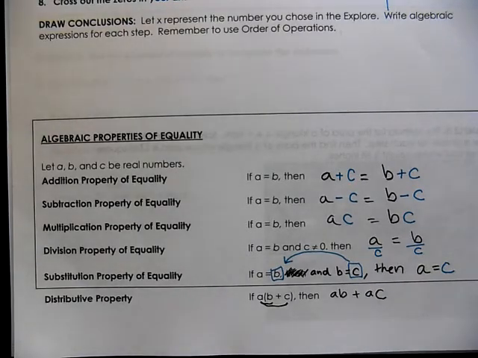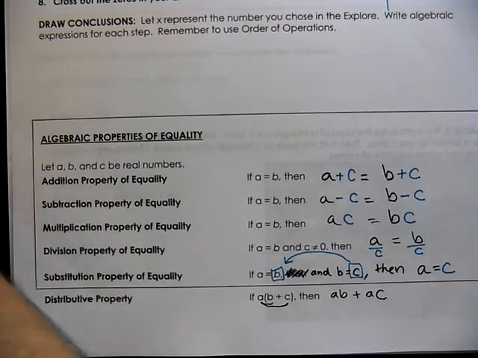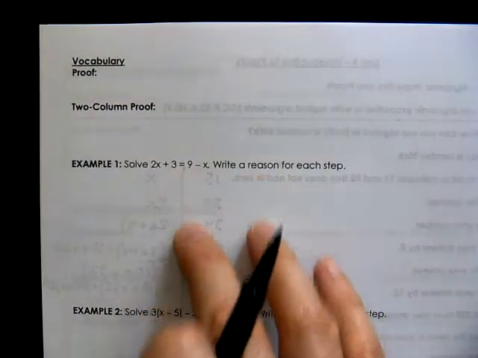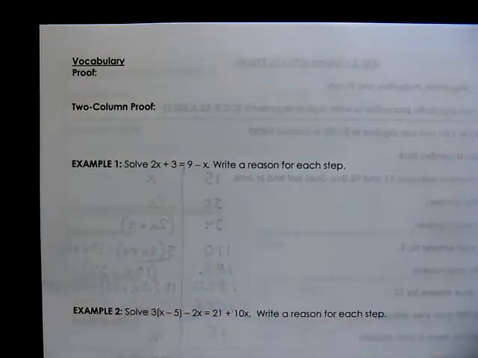Alright, so those are some key properties. Turn the page over and we'll take a look at a couple of descriptions with our vocabulary of what we mean by proof, and then we're going to use algebra to start explaining what a proof is and what it looks like and how it's structured.